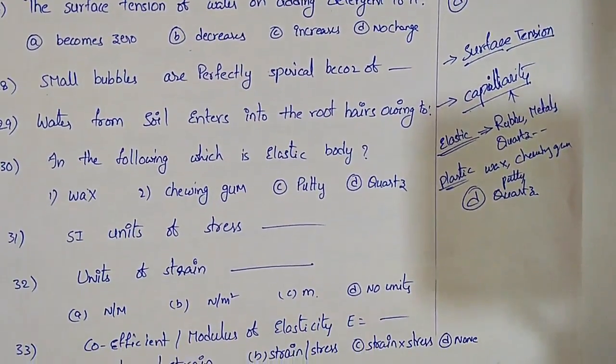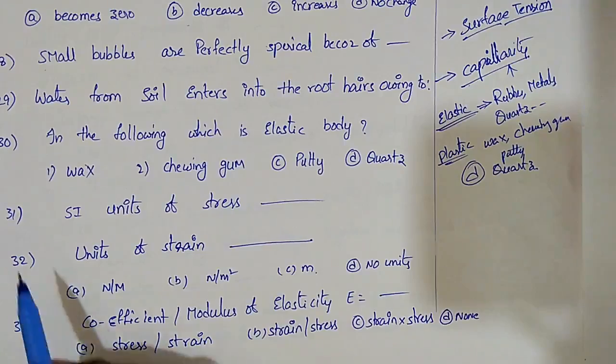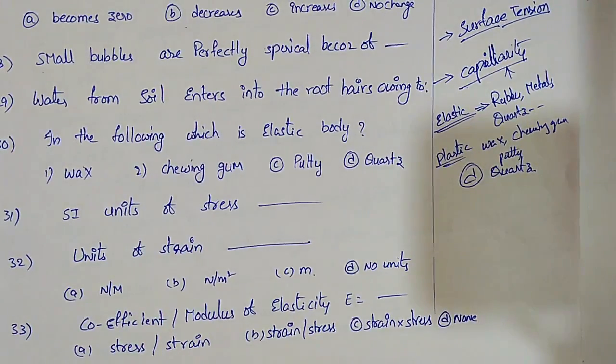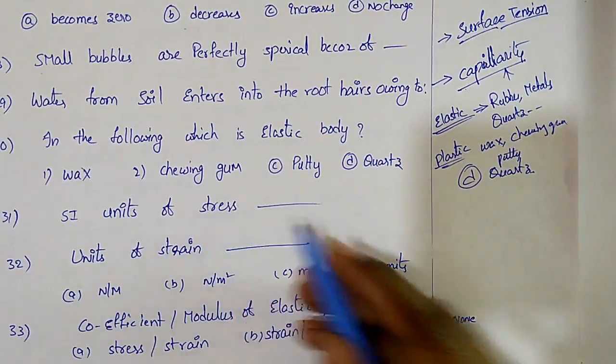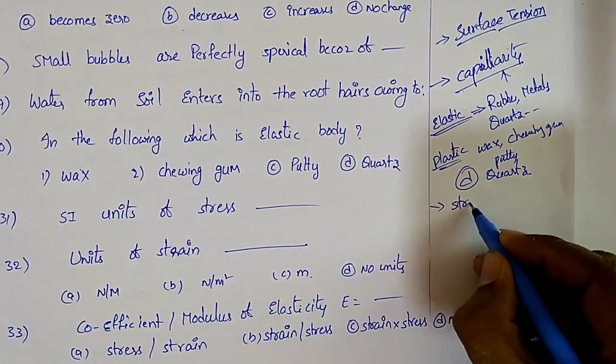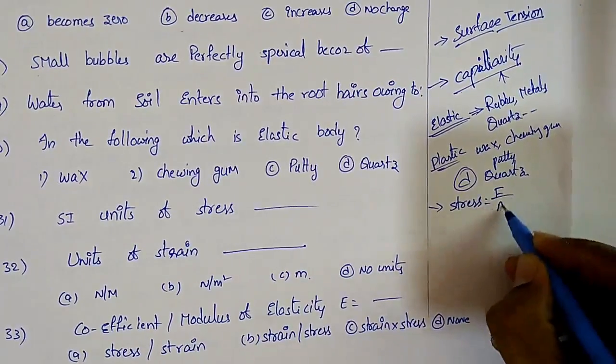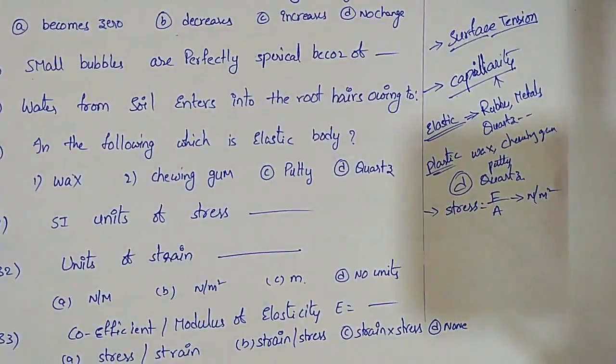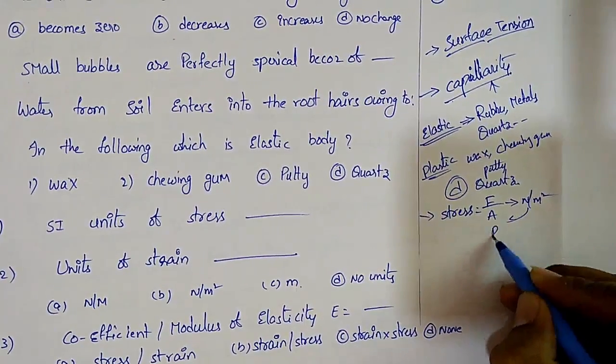And the next one, 31st, the SI units of stress. We know that stress equals force per area, that is Newton per meter square. These are the units of stress, also Pascals.